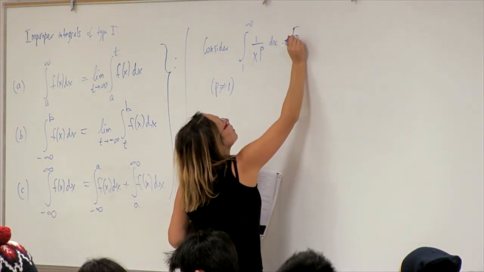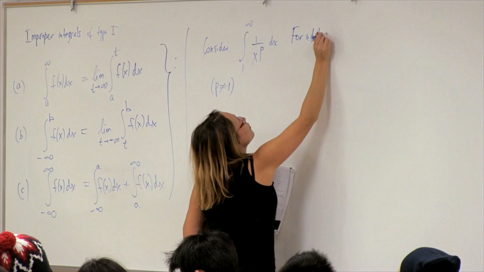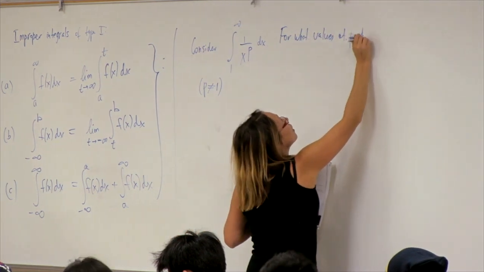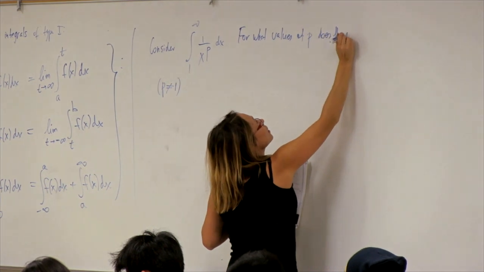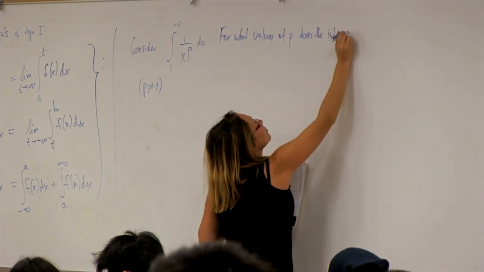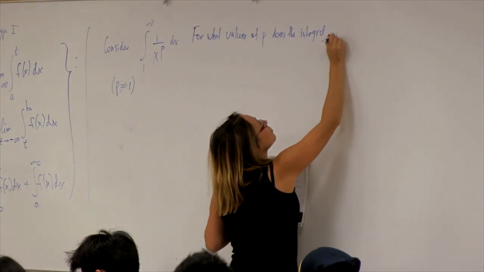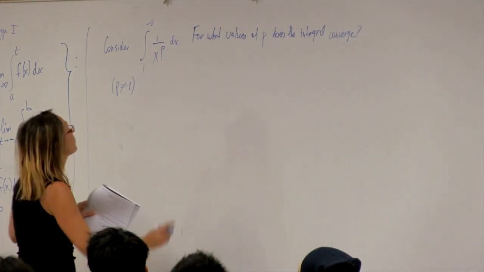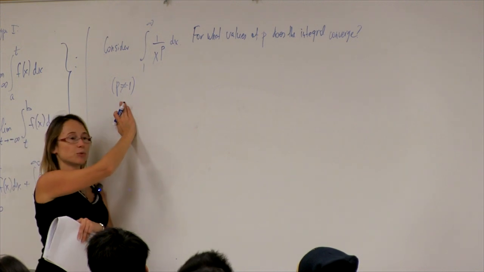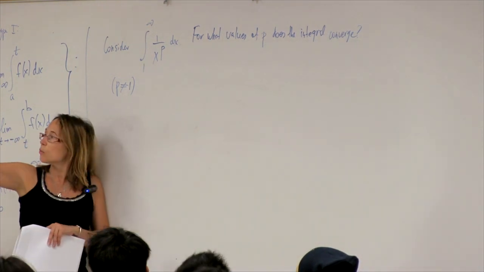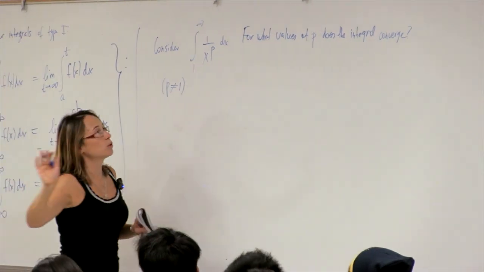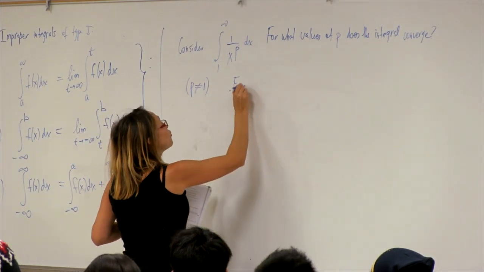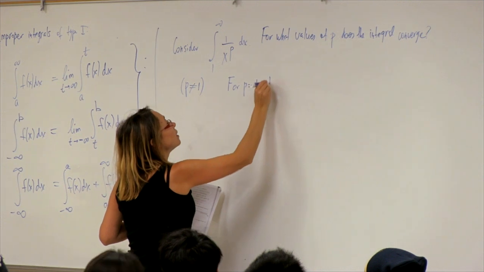For what values of p does the integral converge? That's the question. Okay, I'm not going to handle the case when p equals 1. That's a special case when we have a log. So we know that for p equals 1, it diverges.